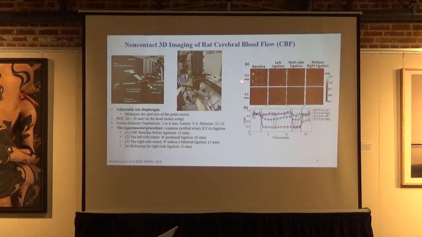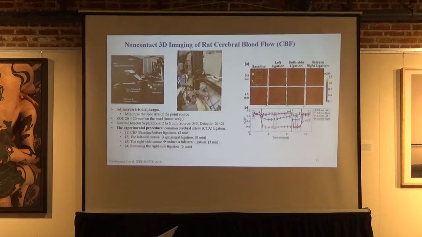And these two images show the images at two different depths. As we see, it's at half a millimeter, and this is a temporal one. We don't expect to see anything in the deeper skull, but during the left ligation, we see the decrease in cerebral blood flow in the left hemisphere. If they do both sides, we see that on both sides, and after we release that, it goes back to normal in the right hemisphere.